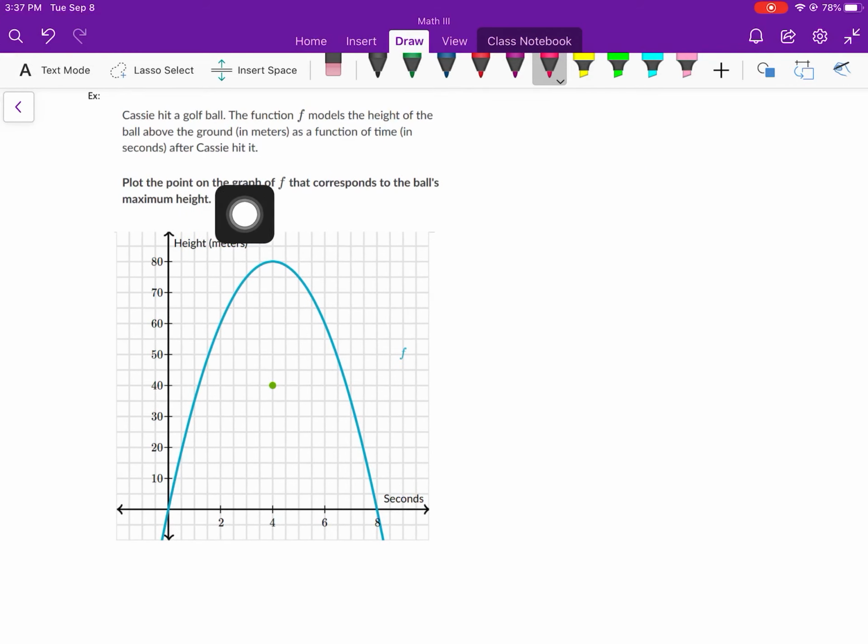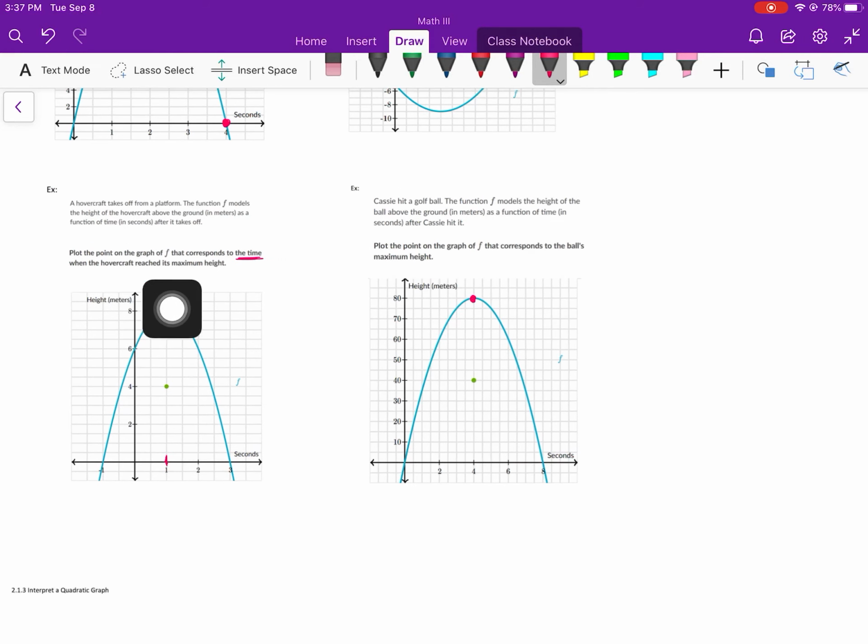Then last, plot a point on the graph that corresponds to the ball's maximum height. So that would be the y value if they're asking the x or y. You would answer with the 80, which occurs when x is 4. But that would be the maximum height. Once again, the only thing I'm unsure of is they're saying plot the point on the graph of f. So it has to be plotted on the graph of f. f is this blue curve, so it would be placed up here. You wouldn't put it down here because that's not on the blue curve f.